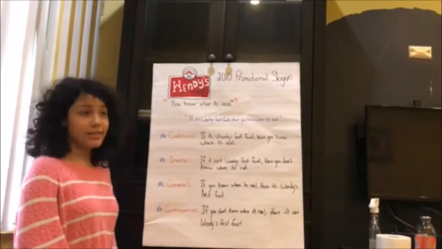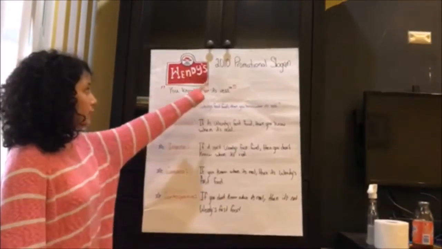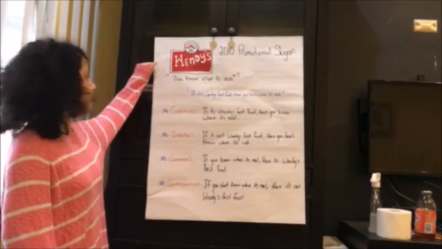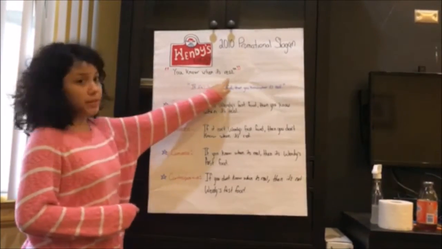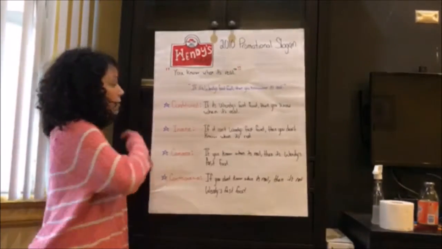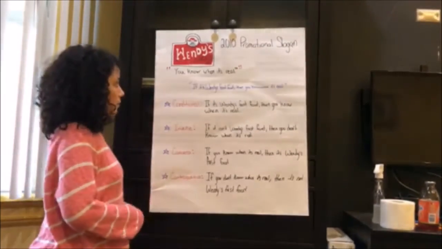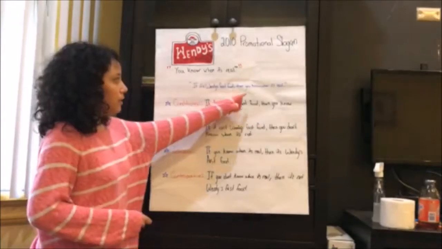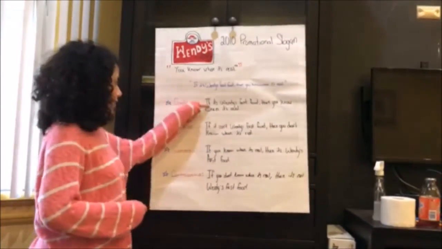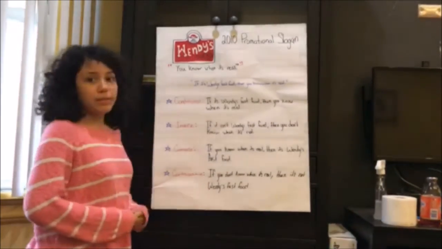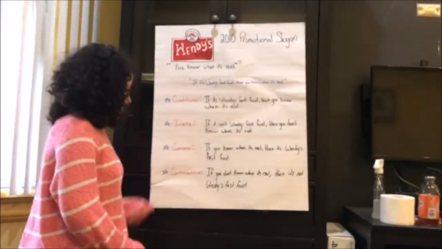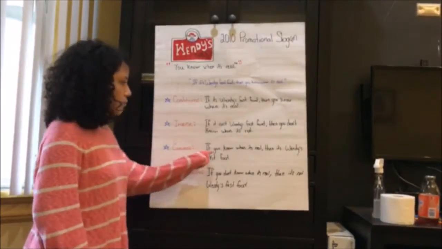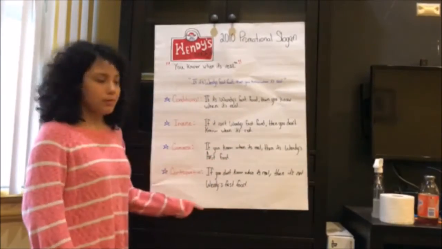Okay, now for our next example, a 2010 promotional slogan from Wendy's. So, their slogan was, "You know when it's real." And an if-then statement for a conditional statement would be, if it's Wendy's fast food, then you know when it's real. So the inverse of this would be, if it isn't Wendy's fast food, then you don't know when it's real. While the converse would be, if you know when it's real, then it's Wendy's fast food.